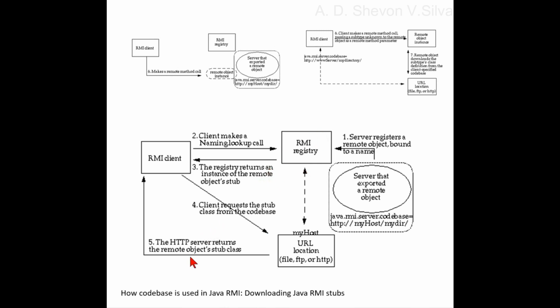Step 6: Now the client has all the information that it needs to invoke the remote method on the remote object. The stub instance acts as a proxy to the remote object that exists on the server.